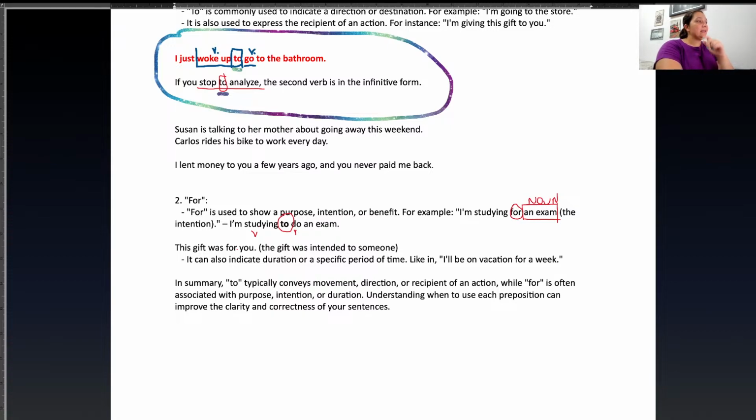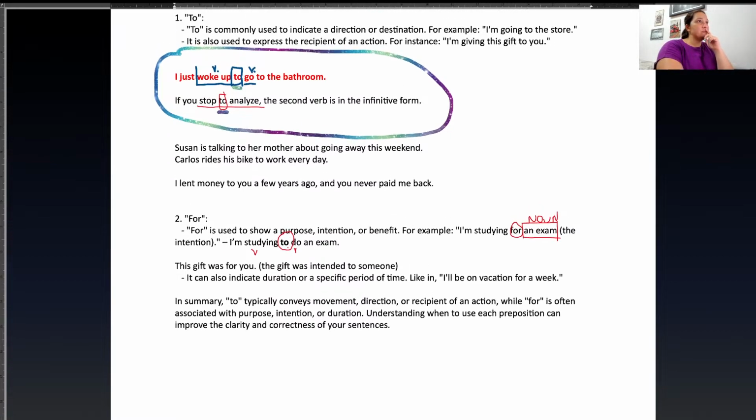Ok? Aqui, por exemplo, aqui em cima eu vimos I'm giving this gift to you. Tá certo? Aqui eu estou expressando o receptor da minha ação. In this case, it's to give. I'm giving a gift, a present to you. I can also say this gift, let me switch here.